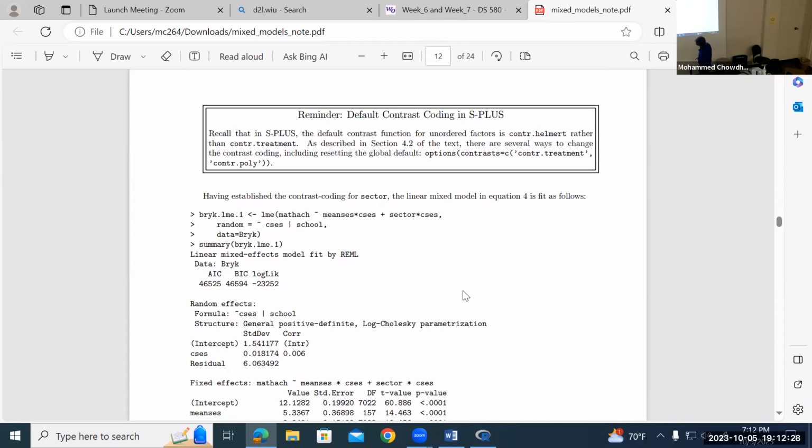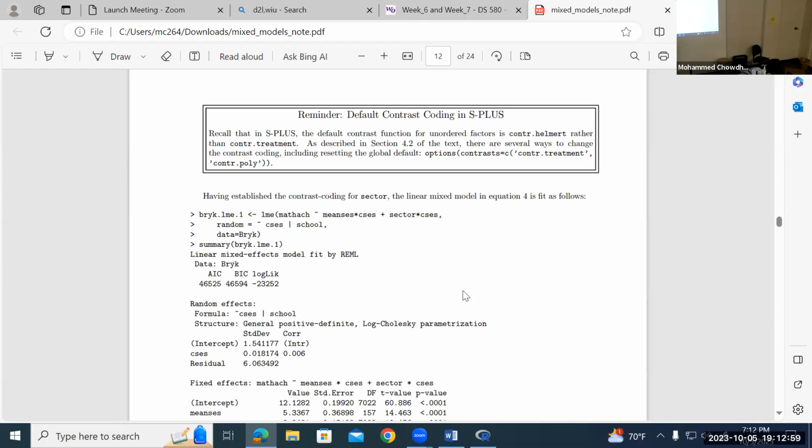Are you seeing in this case, LME, linear mixed effect? Math achievement we are doing in here, mean socioeconomic score, and this is a centralized socioeconomic score. How did this come into existence? This has come into existence from the formula, and sector and these, and then random.